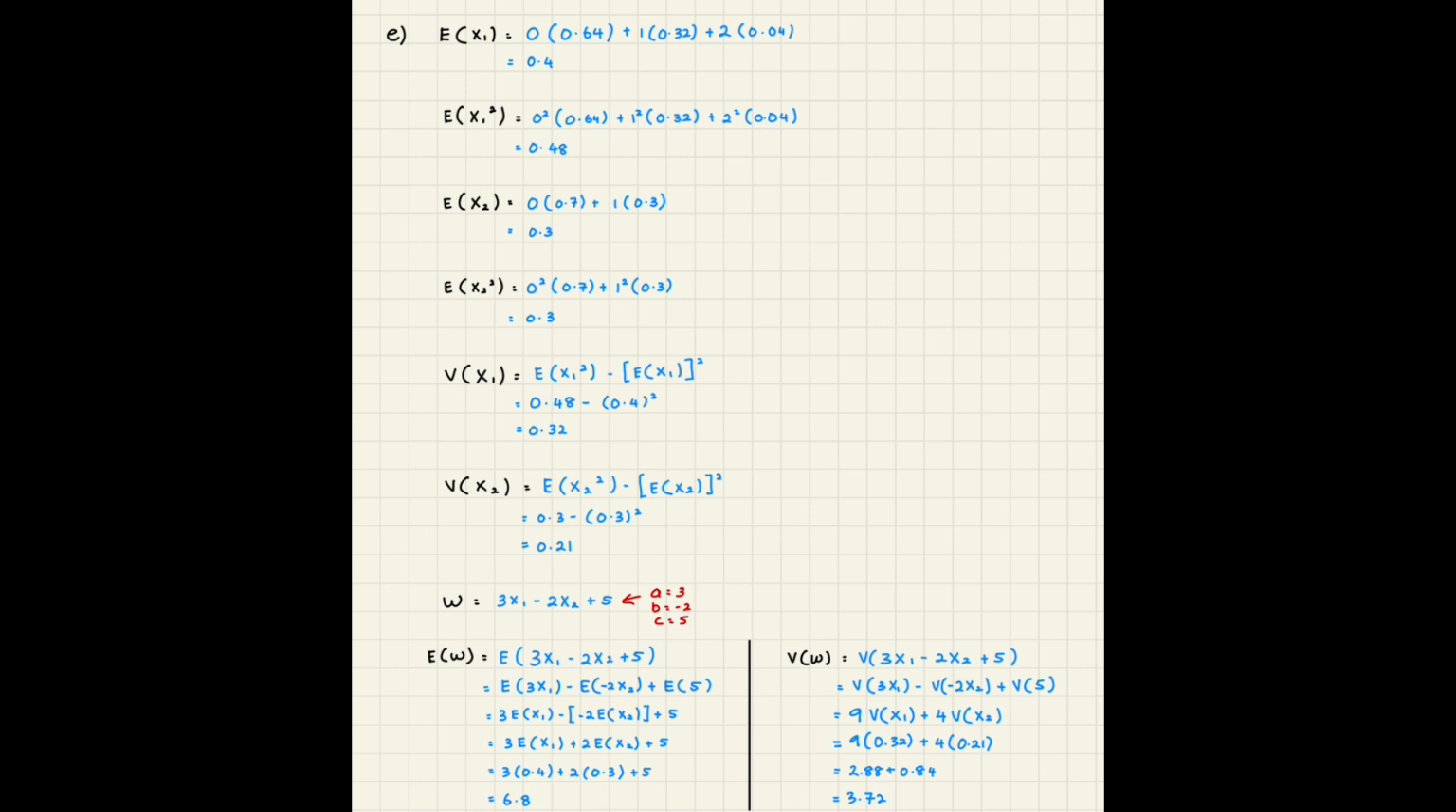For the last question, we have to determine the mean and variance of W = 3X1 - 2X2 + 5. Before we calculate the value of W, we need to find the mean and the variance based on the marginal table from question C. Calculate the values of E(X1), E(X1²), E(X2), E(X2²), V(X1) and V(X2) so that we can calculate the values of E(W) and V(W). Just substitute the values into the formula and you will get the mean of W equal to 6.8 and the variance of W equal to 3.72. That's all from me. Let's move on to question 2.